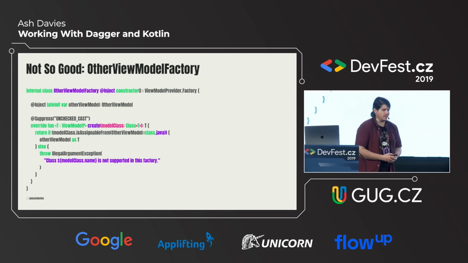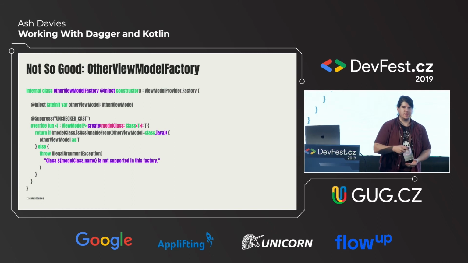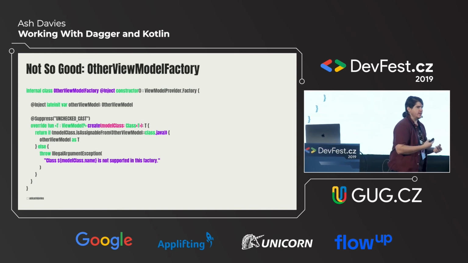I've seen this one done as well. This was actually quite interesting, where you just inject the view model with the inject annotation. Now, the problem here is that the view model is going to get created every time you're trying to inject the factory.